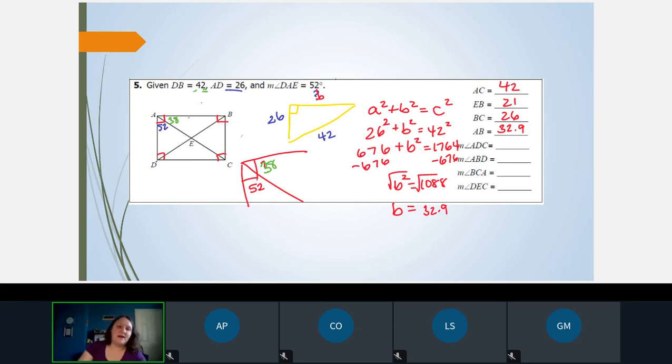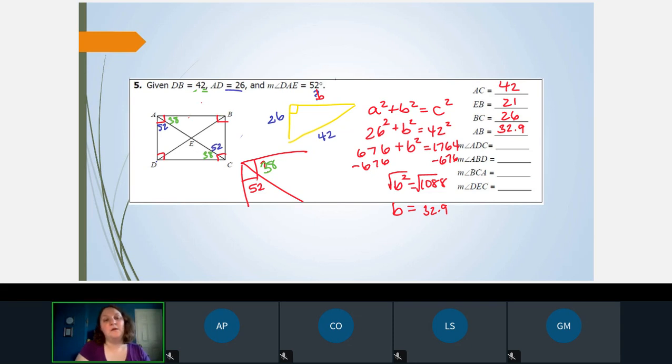Okay, so now, because a rectangle is a parallelogram, that means that its parallel sides are going to make our alternate interior angles congruent. So what that means here is this angle down here is 38, and this angle over here is 52.